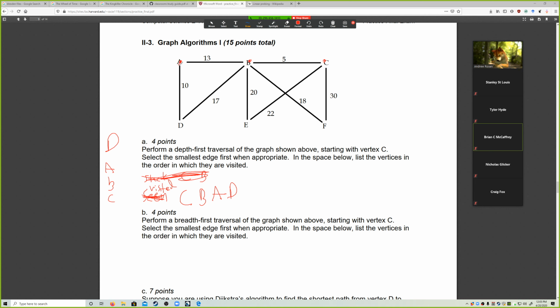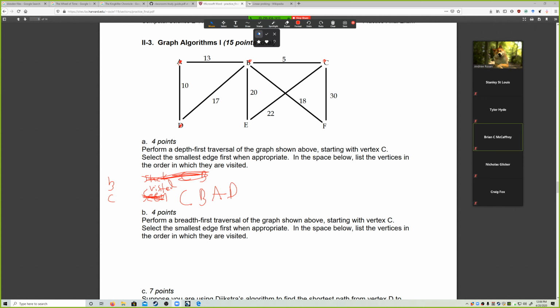Okay. So now I'm at D, and I could go to B or A, but I've visited both of them, so I'm going to pop off D. Okay, now I'm at A. A can go to B or D, but I visited both of them, so I'm going to pop off A. So now I'm back at B, because how do I know where I'm at? Top of my stack.